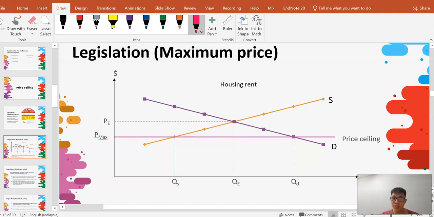Then the government felt that some students are poor. So the government felt like they need to bring down the price. So what do they do? They reduce the price and impose a price ceiling of 300 ringgit per month. Suddenly, every student that lives farther away wants to move nearer to Sunway because it's now cheaper.